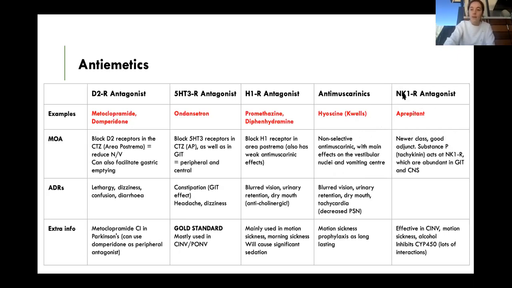And then the last one is kind of a new drug, the NK1 receptor antagonist, or aprepitant. They're newer, and it works on this substance P, which acts in the GIT and the central nervous system. They can be used in chemotherapy nausea and vomiting, motion sickness, alcohol, but there's drug interactions because it inhibits this liver enzyme, which is important in liver metabolism of a lot of drugs.